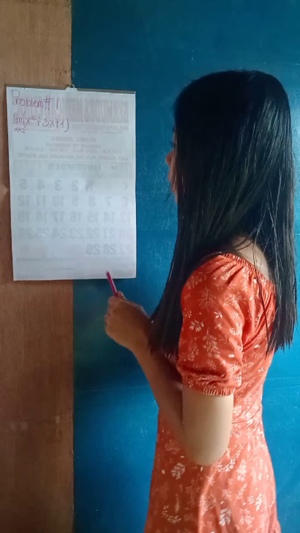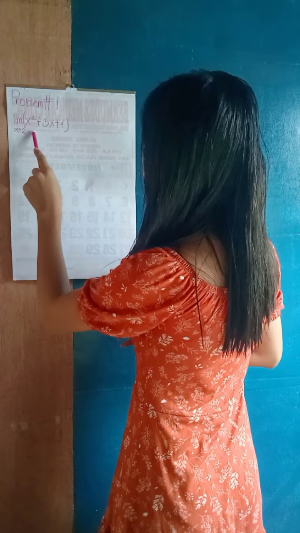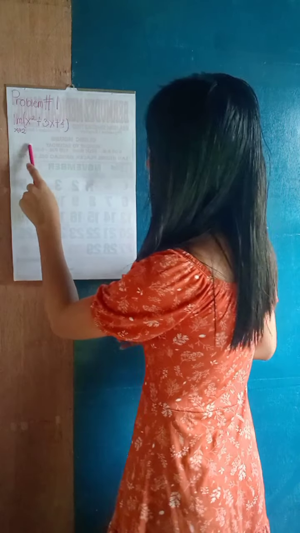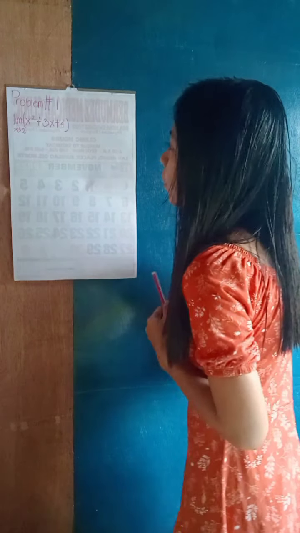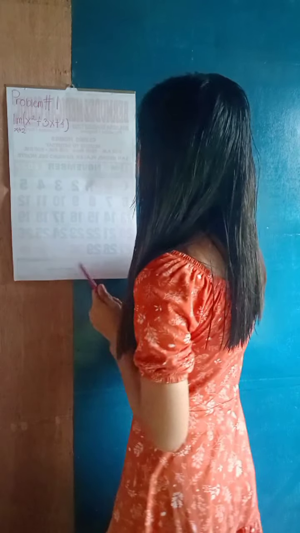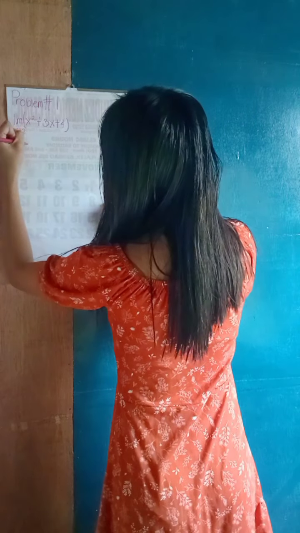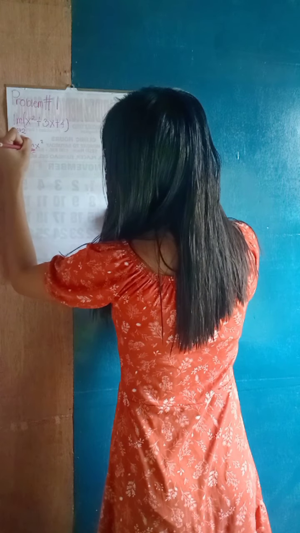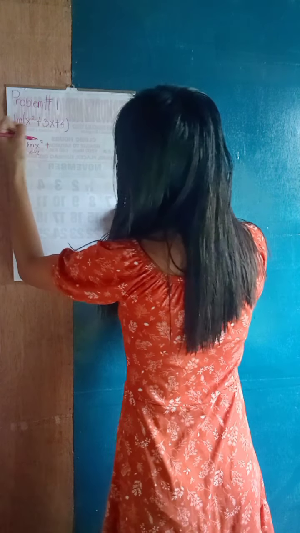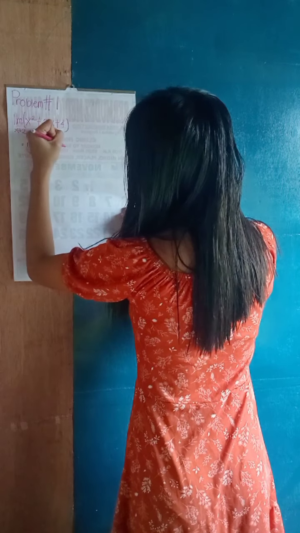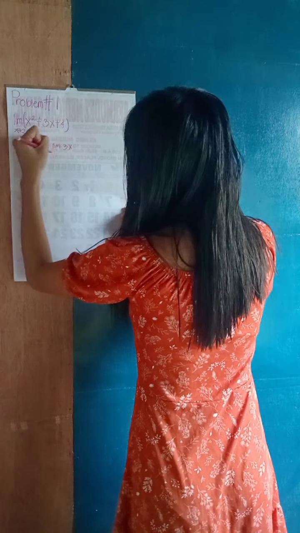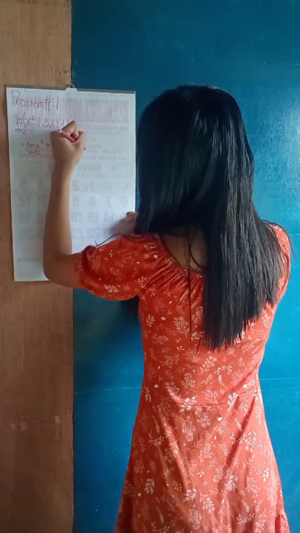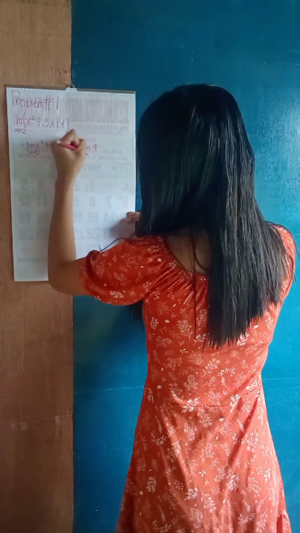Problem number 1. Limit of x squared plus 3x plus 4 as x approaches 2. So, we are going to use limit number 4. So this will become limit x squared as x approaches 2 plus limit 3x as x approaches 2 plus limit 4 as x approaches 2.